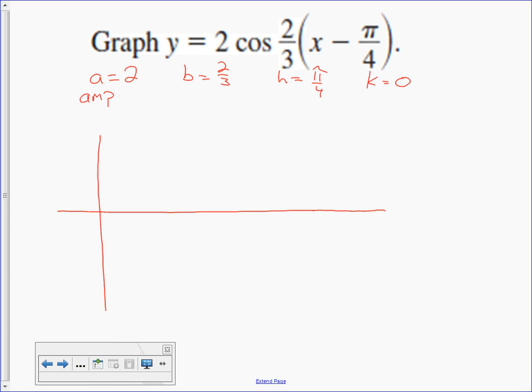Our amplitude, well, it's 2. And our period, see if you can figure this one out. 3 pi. It's 3 pi, very good. Remember, when you take this, it's 2 pi divided by 2/3 gives you 3 pi. Multiply by the reciprocal or put everything in parentheses in your calculator and it will work. Right?